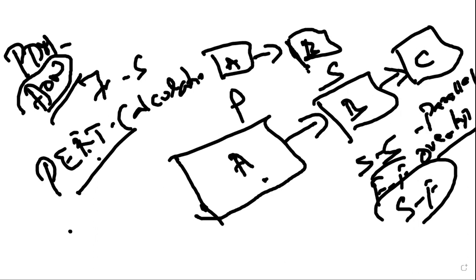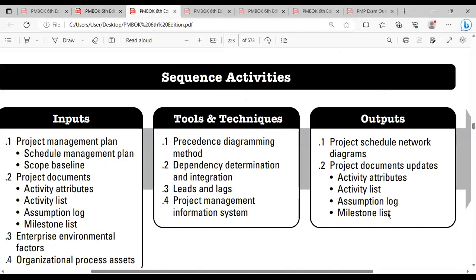So the PDM will be giving you 4 logical relationships. One will be finish to start. The second one will be start to start. The third one will be finish to finish. The last one will be start to finish. Start to finish is rarely used. For finish to start, you'll be using it 99.9%. The complete activity will be taking this kind of relationship. So PDM will be giving you logical relationships, and dependency determination will be giving you the general relationships.